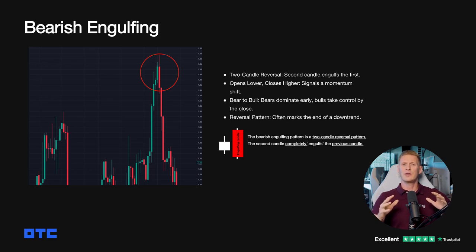This pattern often appears after an uptrend and suggests that bearish momentum is building, potentially marking the start of a downtrend. Now, let's bring everything together and explore how to apply engulfing candles in real market scenarios.